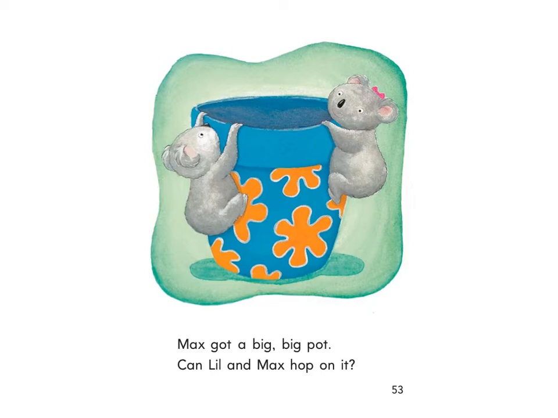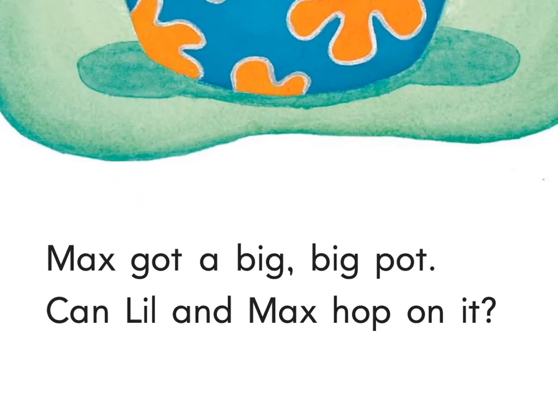Okay. Get your highlighter ready and tell me what words you see at the bottom we should highlight. Can, and, on, and it. Very good. Okay, put your highlighter down and get your pencil ready. We're looking for those words that have the ah sound. Let's be those ah detectives first. What ones do you see? Pot, got, and hop. Very good. And on is one as well.